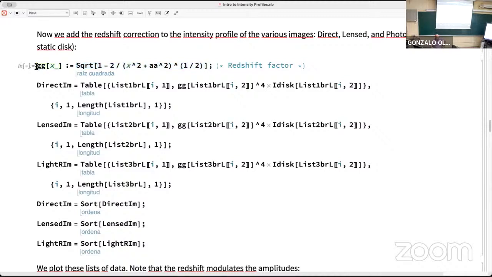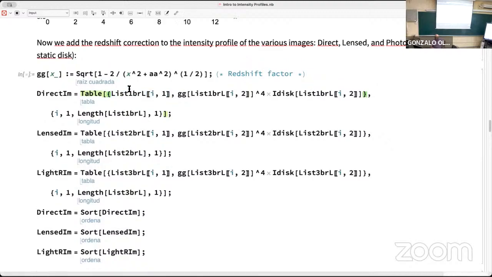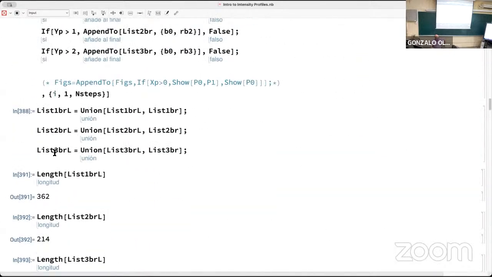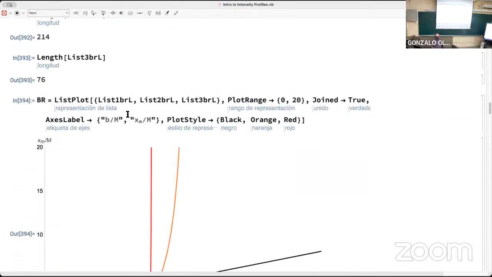So with this redshift factor, we now manipulate the intensity of the direct image, and we construct a table. This table contains the data that we compile from these lists: list 1, list 2, list 3. It has the impact parameter, and radius. List 1 is for the direct image, list 2 for the lens, and list 3 for the photon ring.